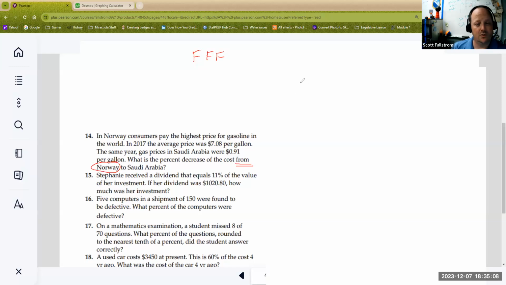So what I do is I always start, my base is Norway because it says from Norway. So it's starting with Norway. Norway is $7.08. Then it says Saudi Arabia. So I'm ending up, it's Saudi Arabia, which is 0.91. When I divide this, that's why we did that worksheet in class. If you divide this, you're going to get a particular number. Let's see what number we end up with. Grab my calculator and I get 0.91 divided by 7.08. And I get this number right here.